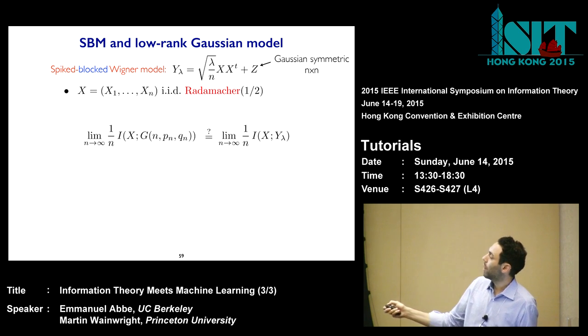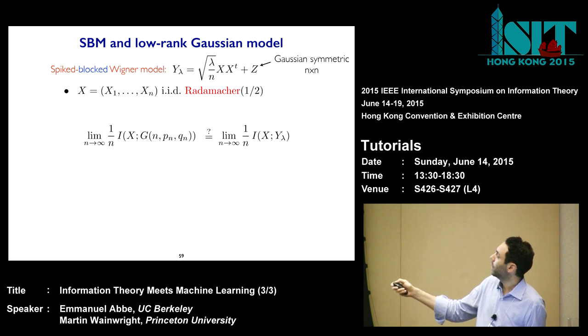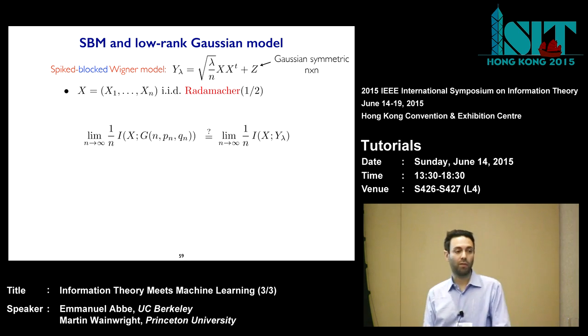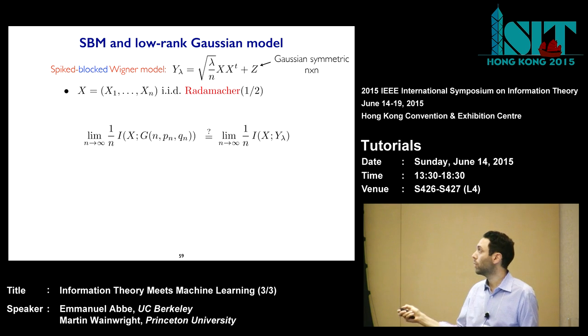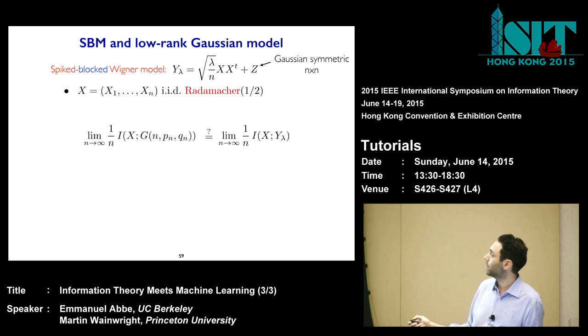If you take the G graph of the block model with P and Q, and if you take the Y model with the spiked block Wigner model, you could ask when are those behaving the same in the limit of large n? Meaning, when is the information in one about the same as the information in the other one? And this is a paper that is going to be posted next week. We just finished it with Andrea and Yash Deshpande.